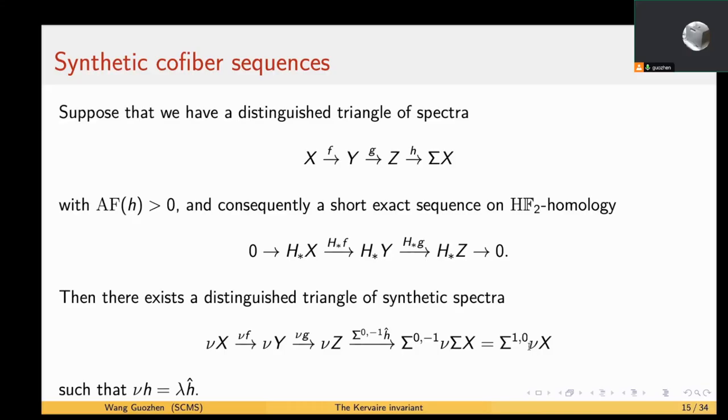So the point is this: because the Adams filtration of h is positive, then nu h is divisible by lambda, and we let h hat be nu h divided by lambda, and we can prove that using h hat instead of h, there is a synthetic distinguished triangle.